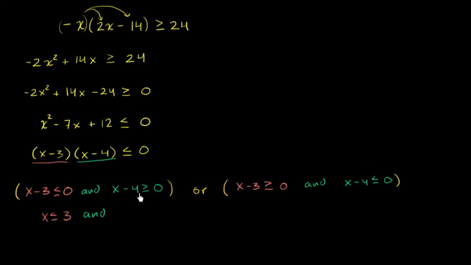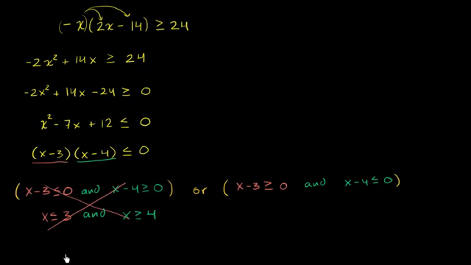If you add 4 to both sides of this, you get x is greater than or equal to 4. So what values of x are going to be less than or equal to 3 and greater than or equal to 4? Well, anything that's less than or equal to 3 is not going to be greater than or equal to 4, and anything that's greater than or equal to 4 is not going to be less than or equal to 3. So there's no x value that can satisfy this situation right over here.